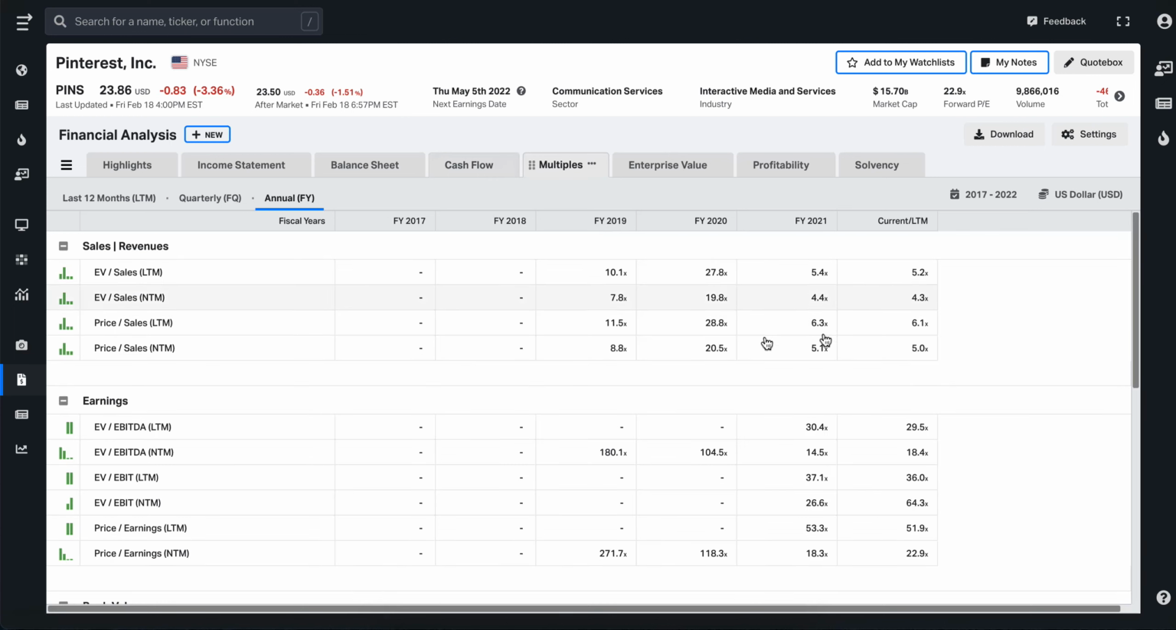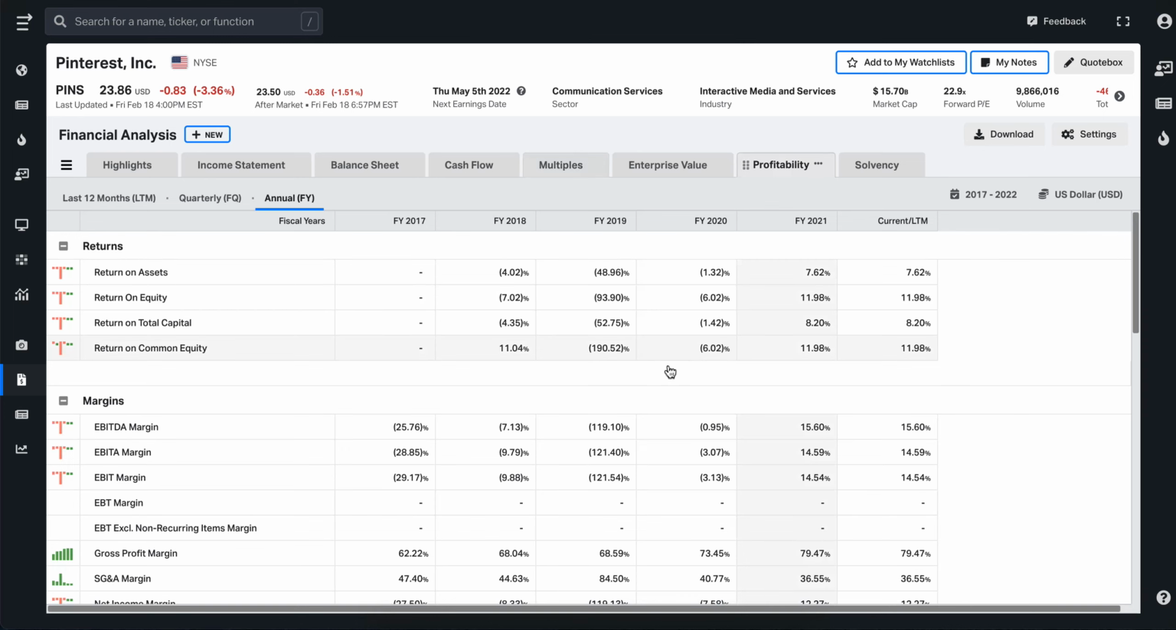What about the multiples of the company? They are slightly elevated, but not too elevated here. So I'm fine with that. It is a little bit elevated, more than I wanted to get it at.